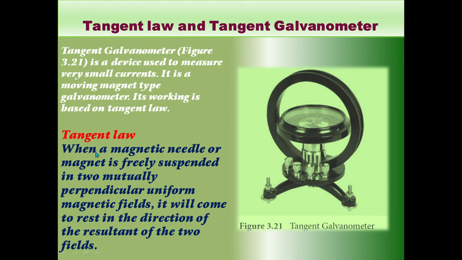Tangent law is nothing but: when a magnetic needle, here this is the magnetic needle, or magnet is freely suspended in two mutually perpendicular uniform magnetic fields, it will come to rest in the direction of the resultant of the two fields. This is the tangent law.